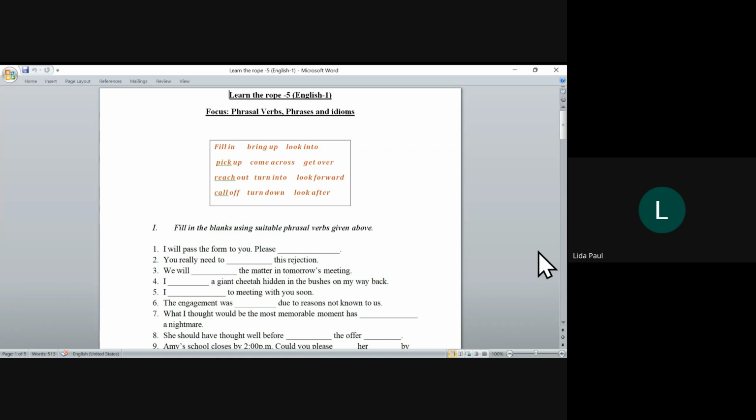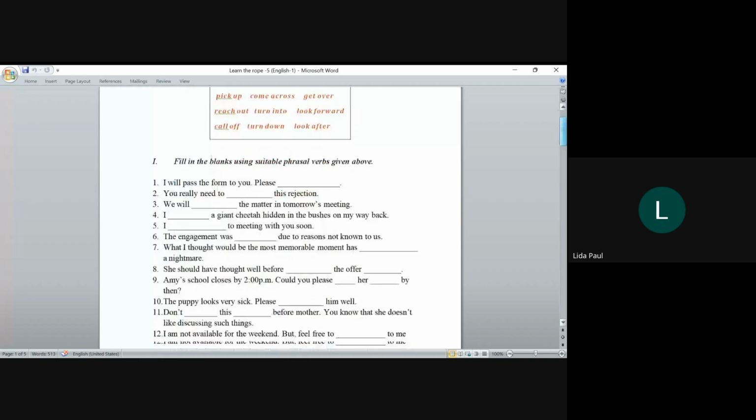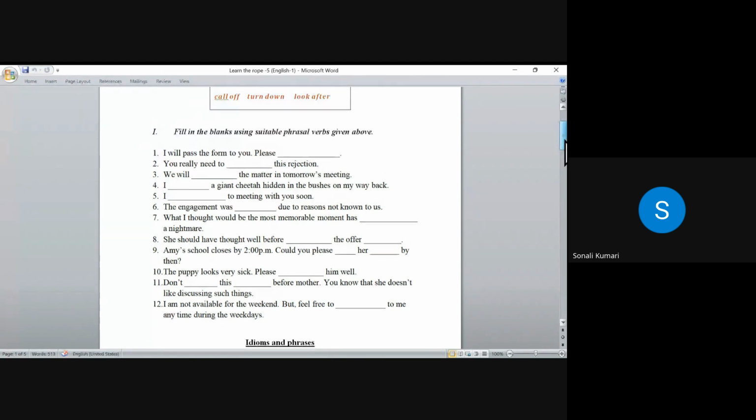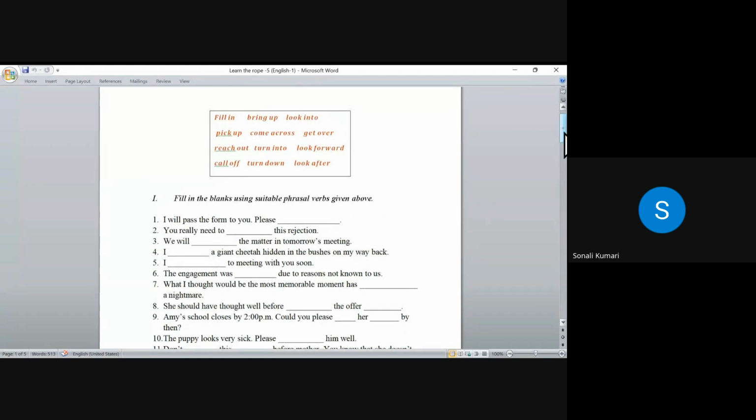Okay. Vedant, you have a question? Yes, ma'am. A question related to phrasal verbs, from the qualifier exam: "Twitter appears to have taken a hit." Ma'am, what is the meaning of "taken a hit" here? "Taken a hit" means it has either collapsed or something bad has happened to it.